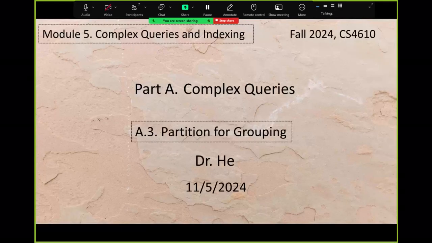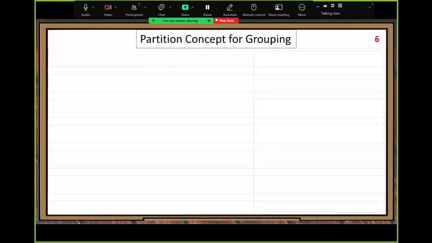All right. Next, now we need to study that partition for grouping. How to define groups. In this section 8.3, we need to study the details. So when we divide a whole table into several groups, that's the partition step. Partition concept for grouping.